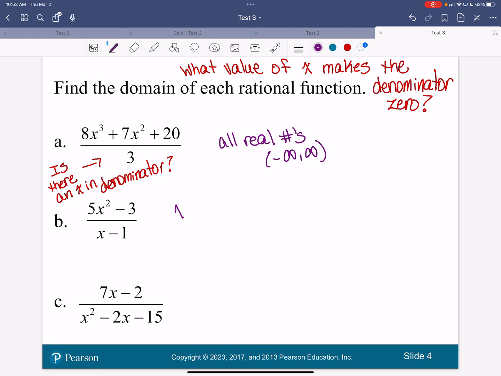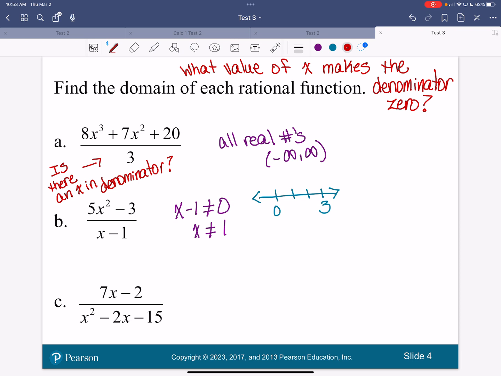Okay? Okay, now, for the next one, what's in the denominator? Yep, so I've got an x in the denominator, and so I'm going to set x minus 1 cannot be 0. So what can x not be? X cannot be positive 1. So to write this using interval notation, if you want to draw a number line, you can. You do not have to draw a number line. Okay?